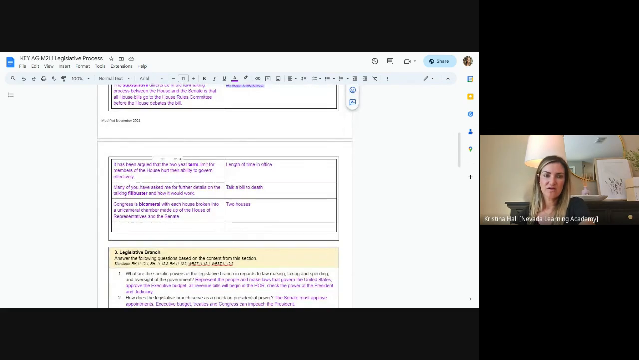Okay, third. It has been argued that the 2-year term limit for members of the House hurts their ability to govern effectively. So term means how long your time as an elected official lasts. So in the House of Representatives, it's every 2 years. In the Senate, it's 6 years. For the presidency, it's 4 years. So terms are just how long that election lasts, that when you've been selected, how long does it last before you either have to run for re-election or it expires and you're out of office?